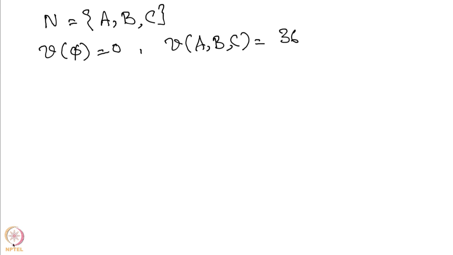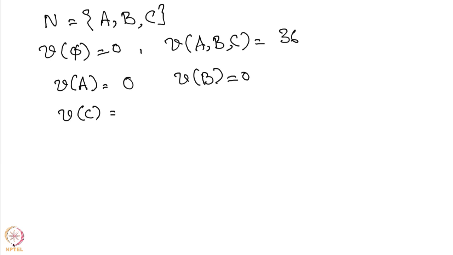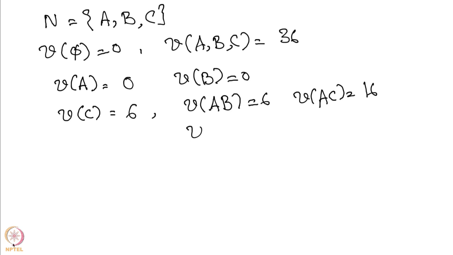So what will be V of A? V of A is 0, the reason is that B and C have claims of 20 and 30. So if A alone is coming, then B and C can together claim the money and then they can try to split, therefore V of A becomes 0. Similarly, V of B will also be 0 because the claims of A and C are bigger than 36, so therefore V of B will also be 0. Okay. So V of C, if A and B form a coalition, if they take their money, then 30,000, the remaining 6, so therefore this will be 6. Similarly, we can find that V of AB will be 6, V of AC will be 16, V of BC will be 26. So the same way we can argue.